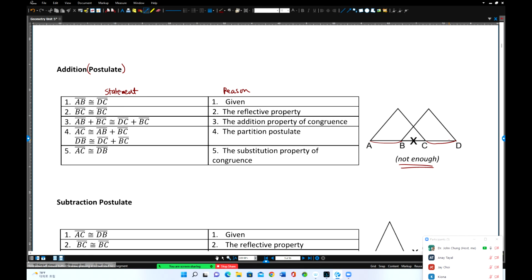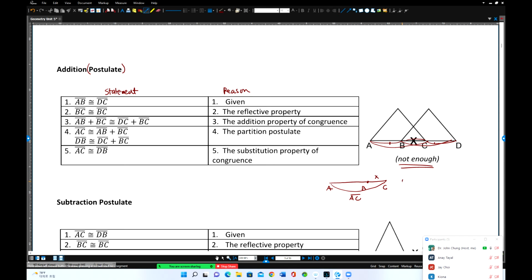But we're going to prove AC congruent to BD over here, right? These two sides are equal. You're going to add what? The same length over here, okay? This is the same length. So we have AB over here. From here to here, BC, that is X. That is AC, okay?